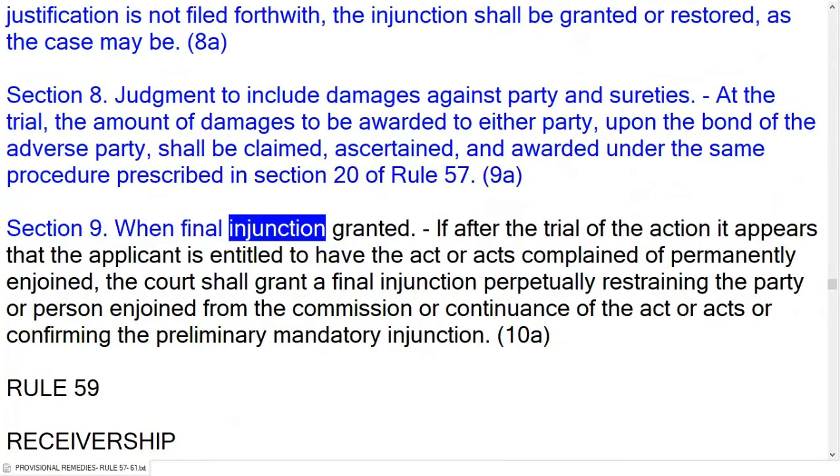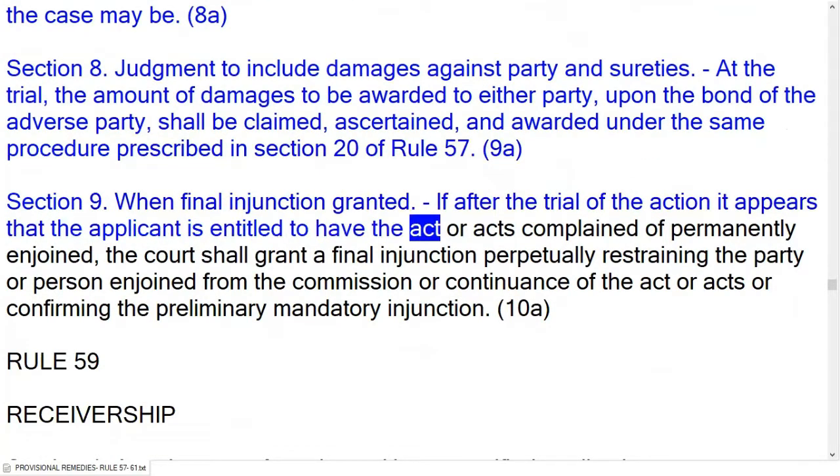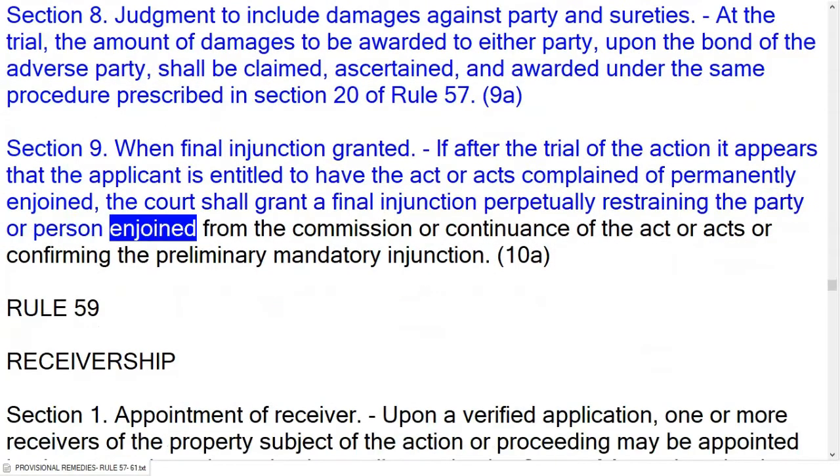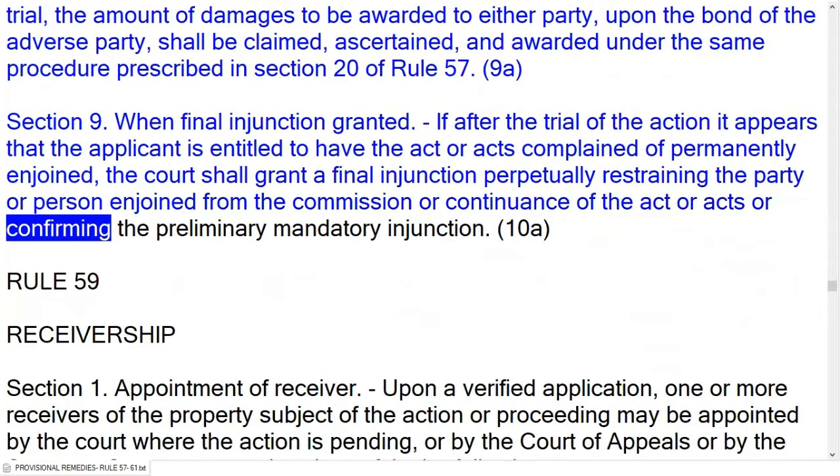Section 9. When final injunction granted. If after the trial of the action it appears that the applicant is entitled to have the act or acts complained of permanently enjoined, the court shall grant a final injunction perpetually restraining the party or person enjoined from the commission or continuance of the act or acts or confirming the preliminary mandatory injunction.